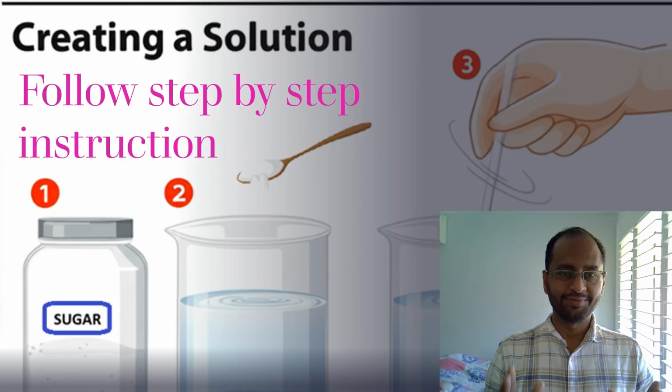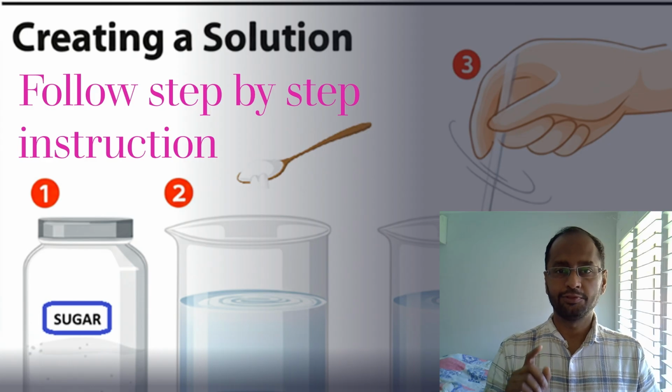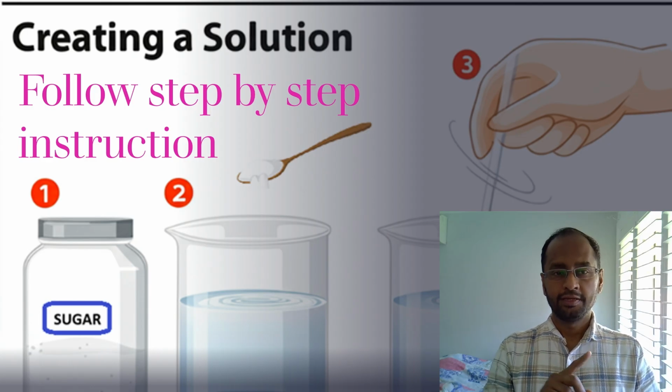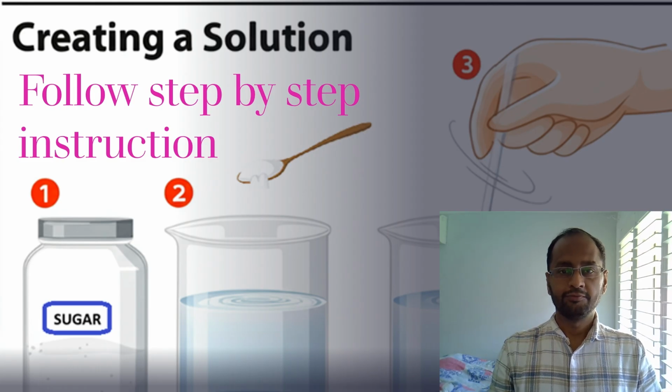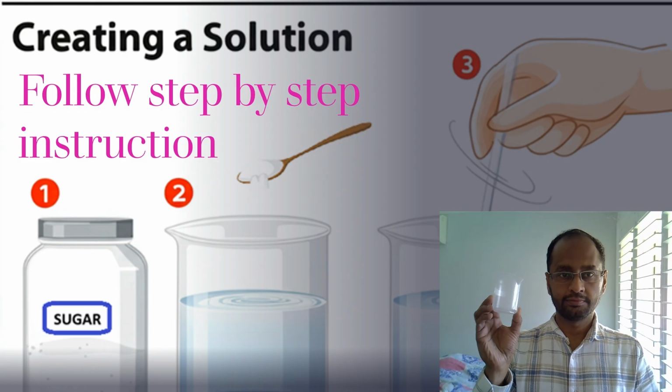Now, the fun bit, the experiment. Follow closely, even if you think you know what's coming. Every desk will have three students. You need to find your group. Each group will get three beakers like this.